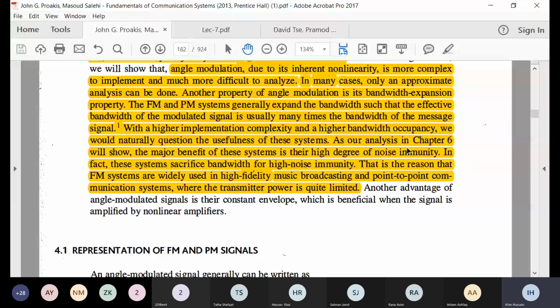These systems are used when you want to have a high degree of fidelity, or you want a very high degree of quality. You don't want any noise, because you will see that these systems are very much immune to noise. They have a very high degree of noise immunity. They are not affected by noise. So if you want very high quality of your signals, you can use FM systems. There they will be occupying larger bandwidth, but you will have a clear hearing of your signals. That is why they are used for high fidelity music broadcasting.